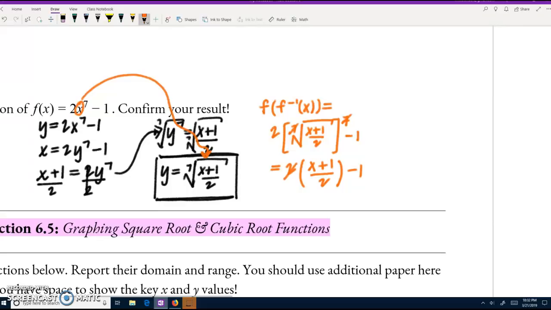So my 2's are going to cancel here, and I'll have x plus 1 minus 1, and that's going to give me x, which checks out here.